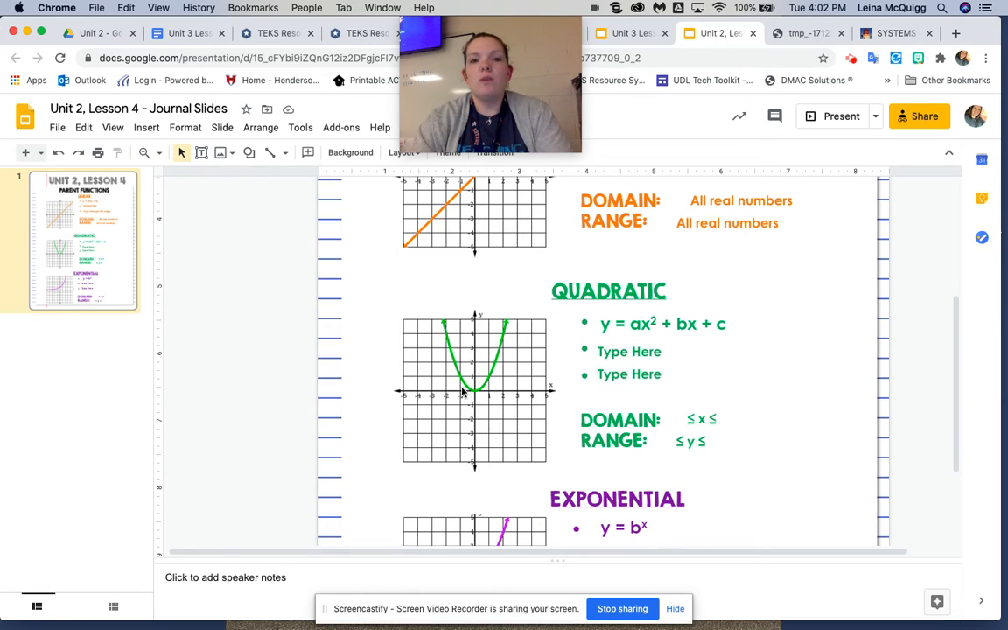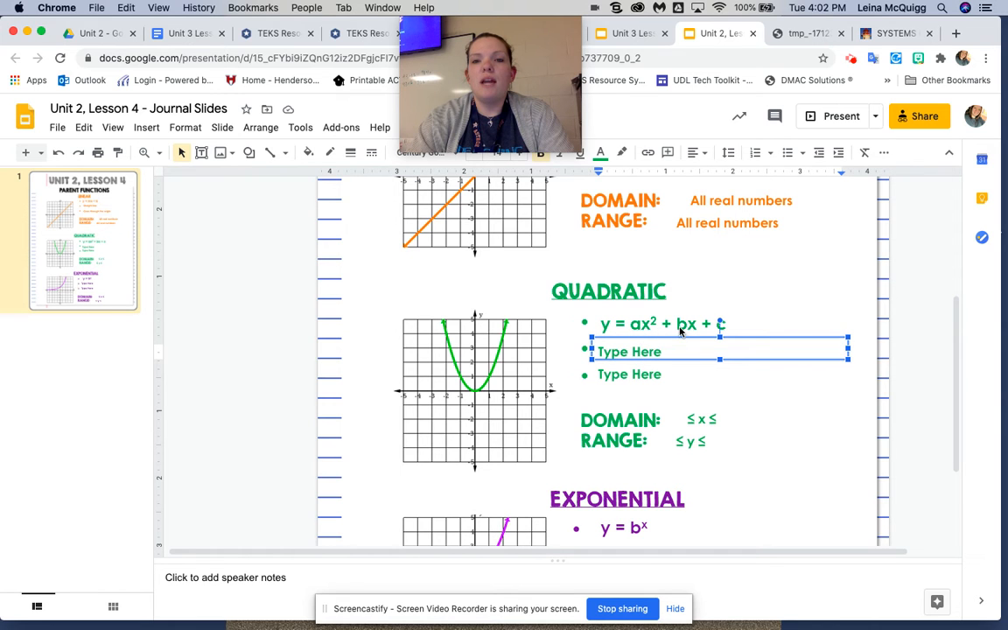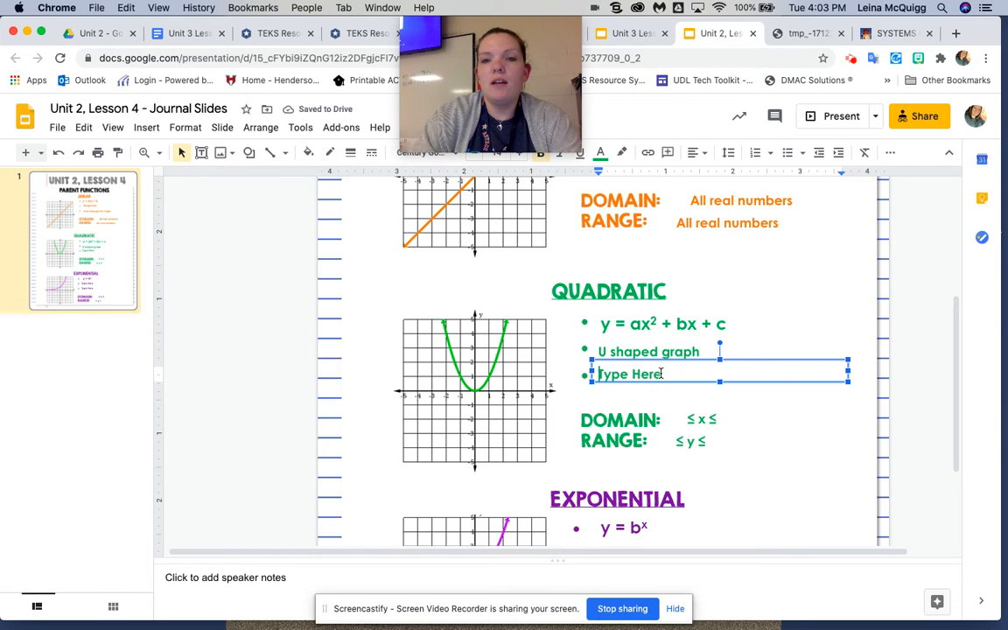Next, we have quadratics. We're also going to learn about quadratics this year. The general form is y equals ax squared plus bx plus c, and we'll learn more about that after Christmas. This graph has a U shape to it. It's a U-shaped graph for quadratics, and it sits on the origin, right here. The lowest point of this graph is at 0, 0 for the parent function.